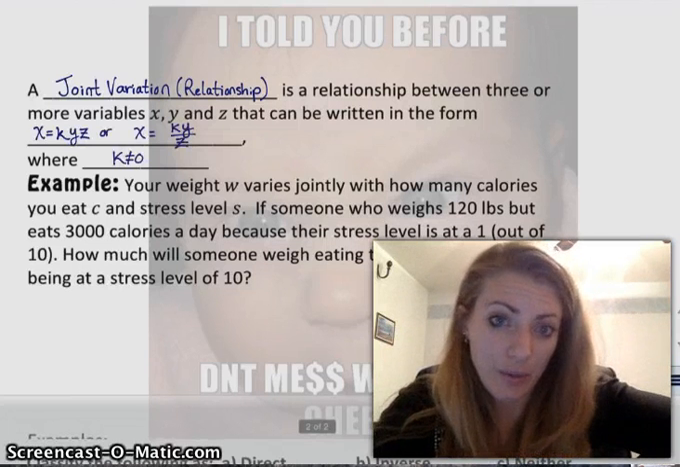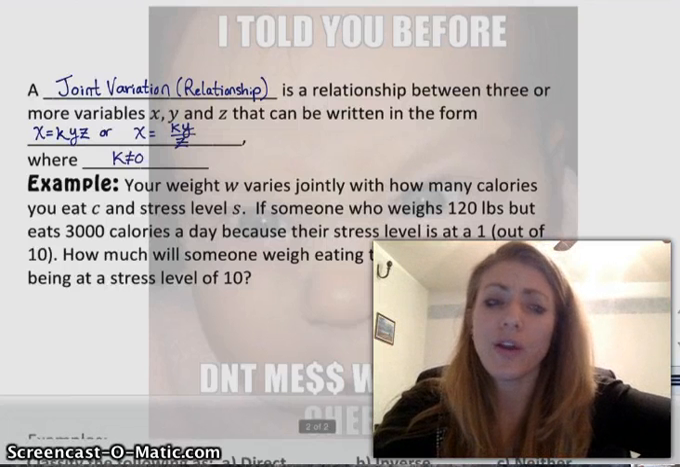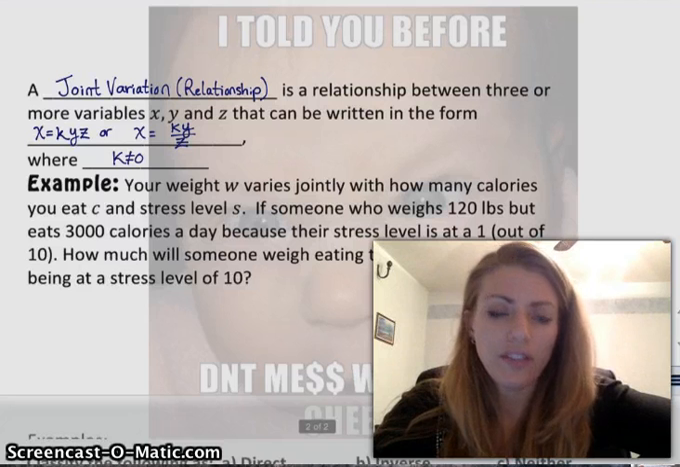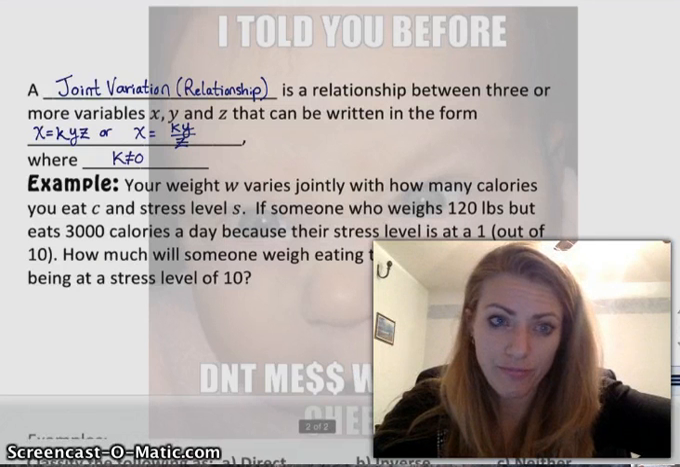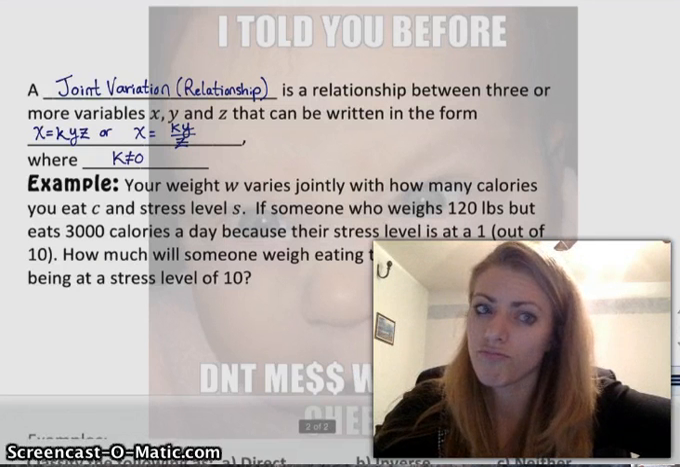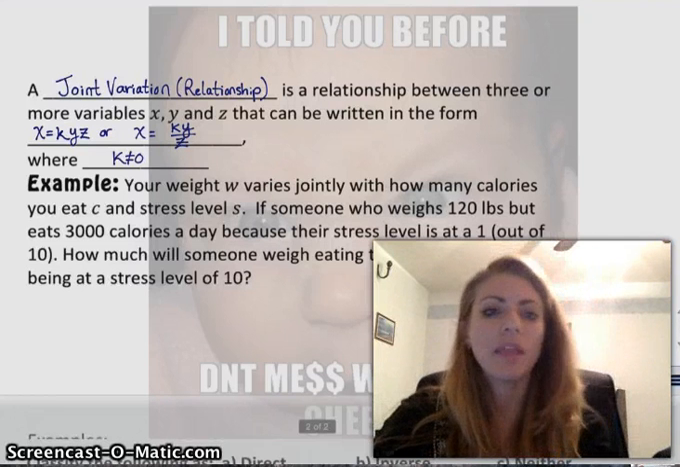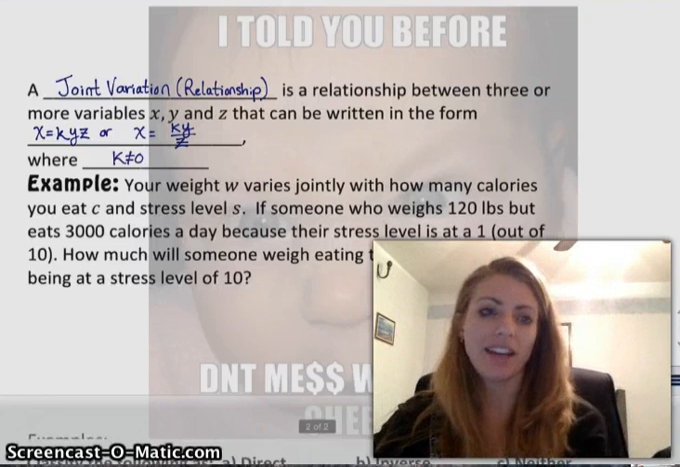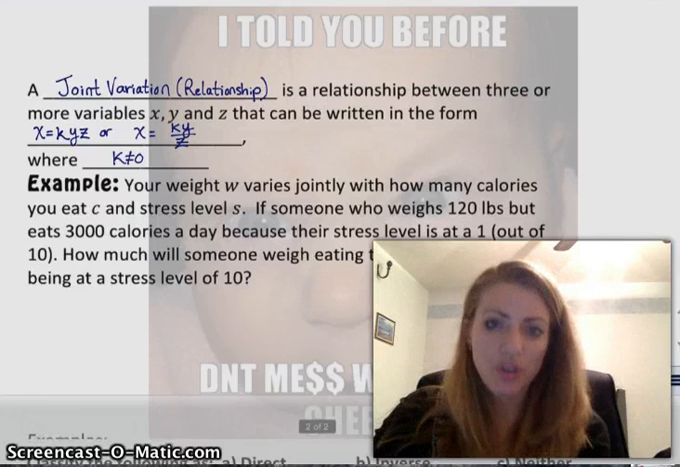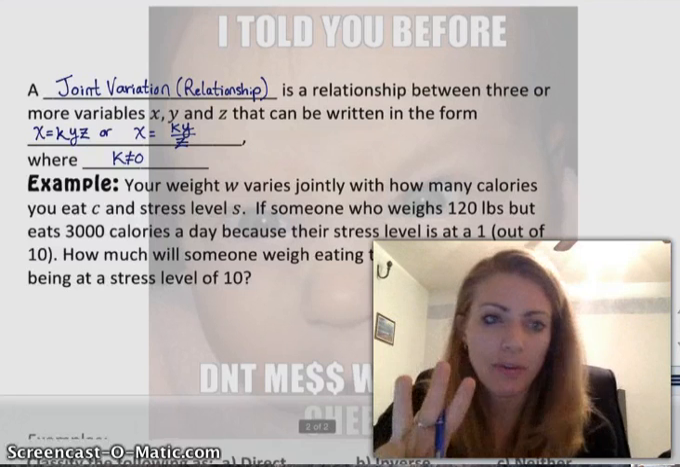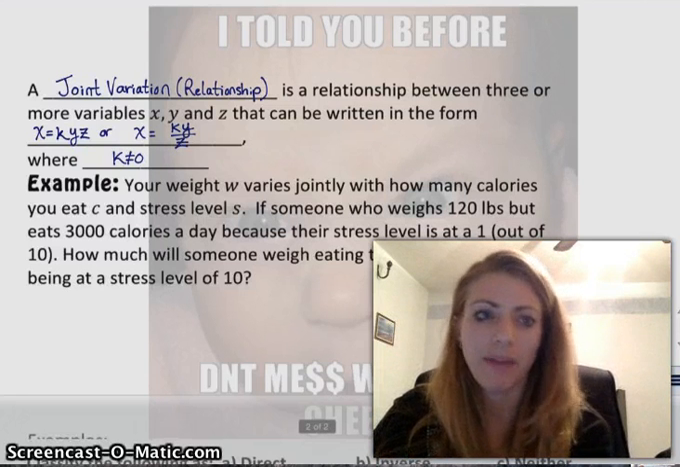Again, k cannot equal 0. Good question. Why can't k equal 0? Think about that for a second. If k is 0, what is the relationship? Okay, so hopefully you're able to figure that one out. If not, ask me in class. But, so we've got an example of a joint variation, which has 3 different variables that are related to each other by a constant.